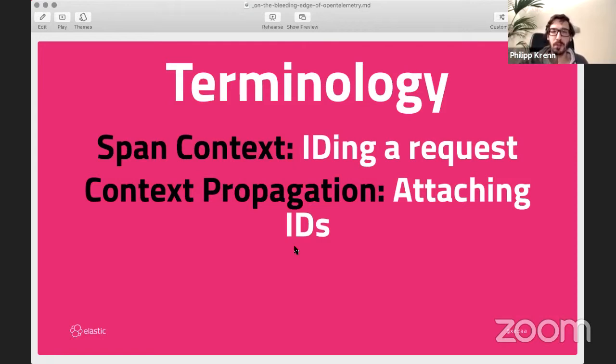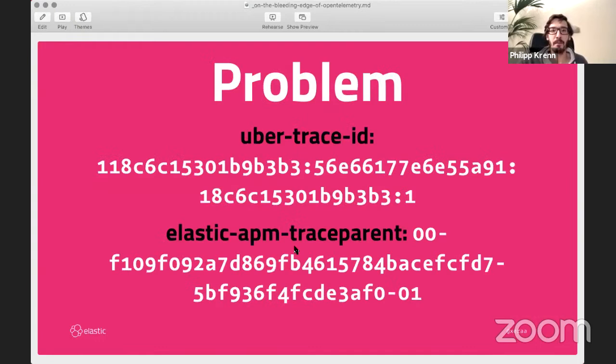Those are the main terms that you need for tracing. The problem is generally if you use Jaeger, their header will look something like this. Or if you use the Elastic APM agent, their headers will look something like this. So they just look totally different and won't interoperate.